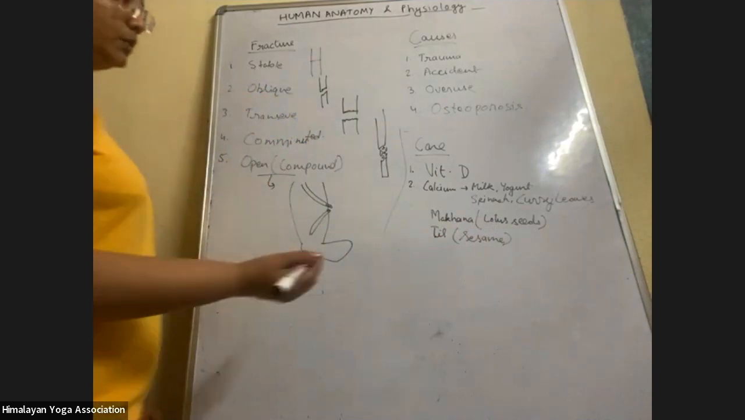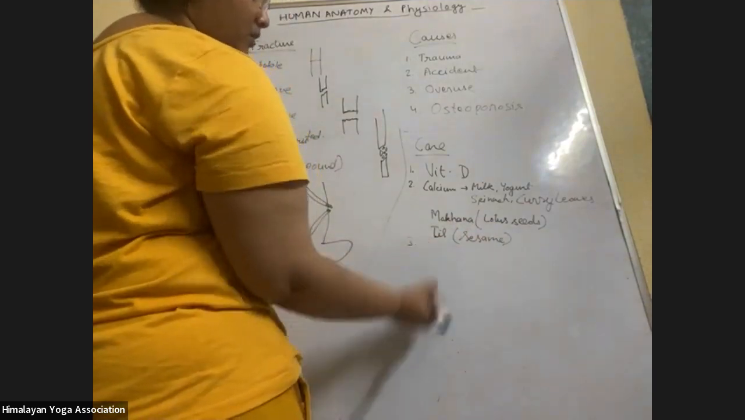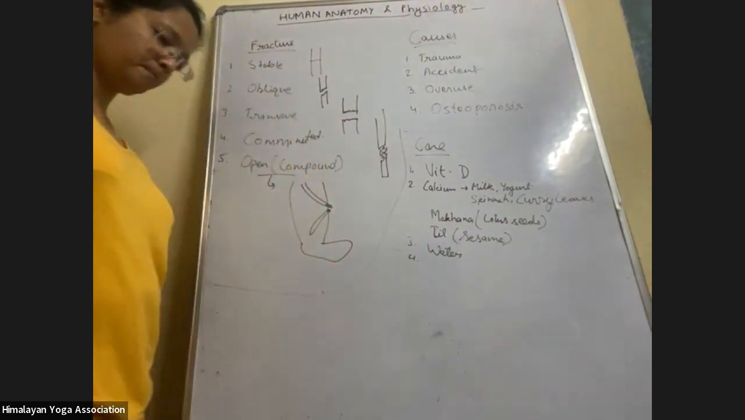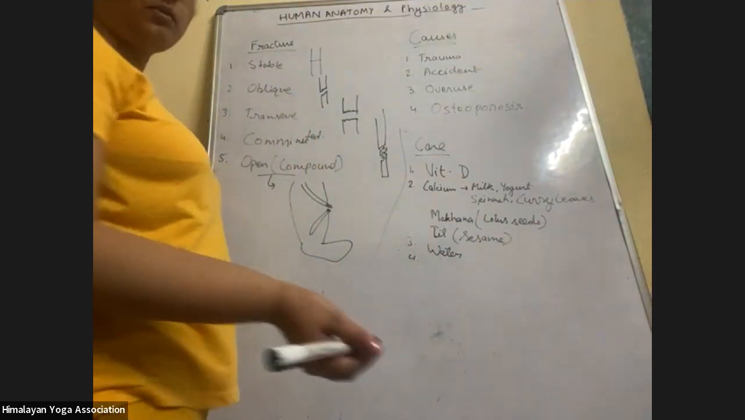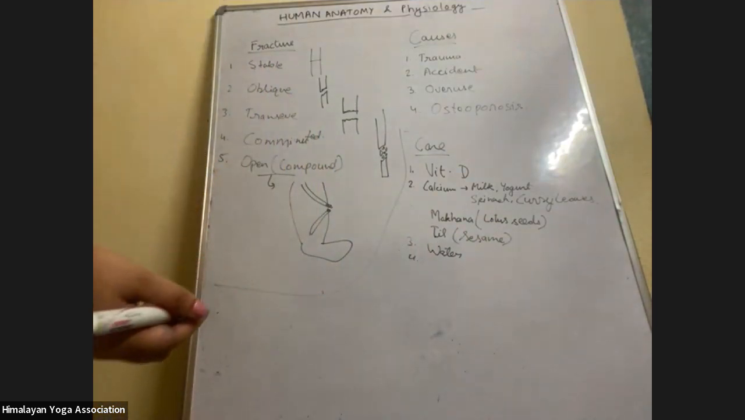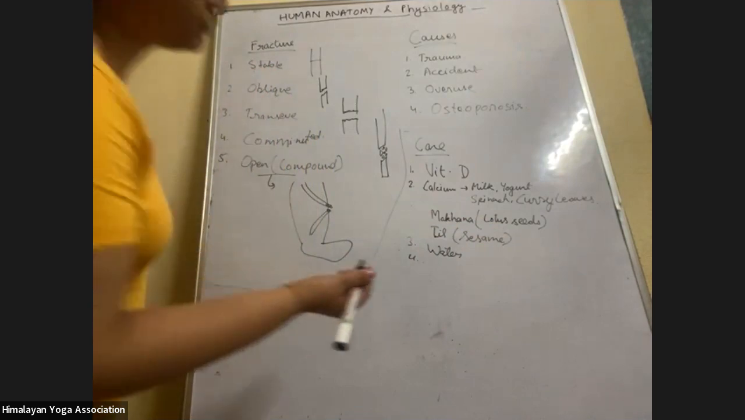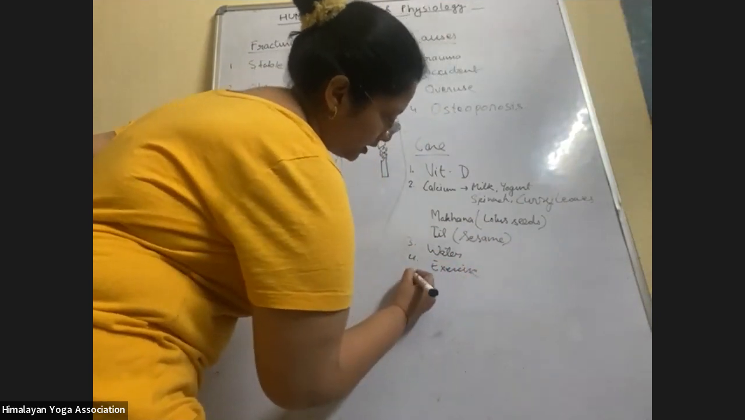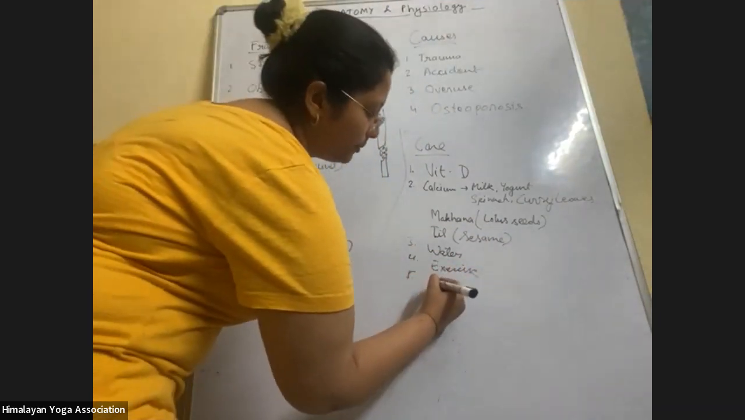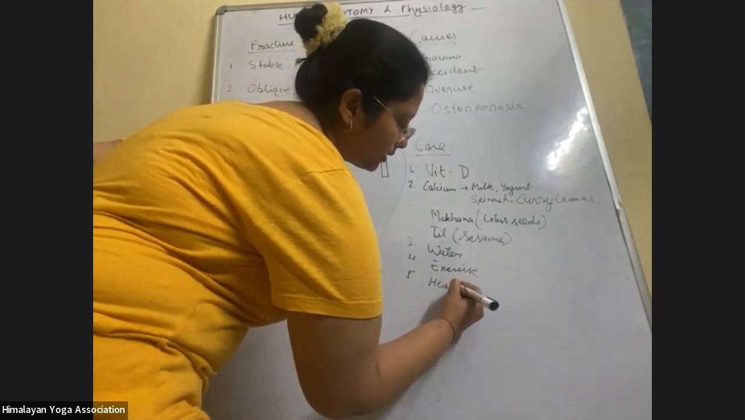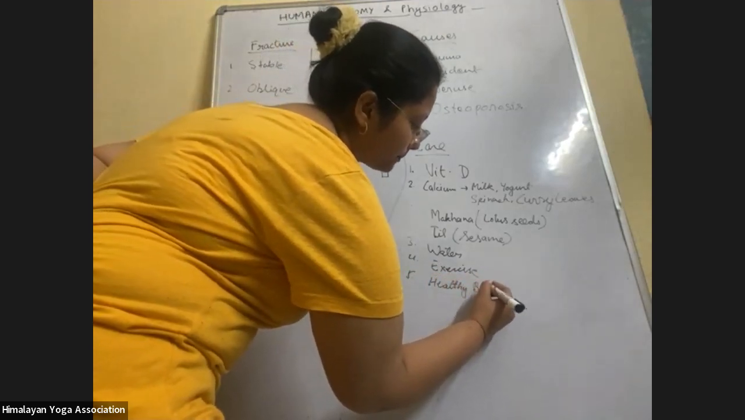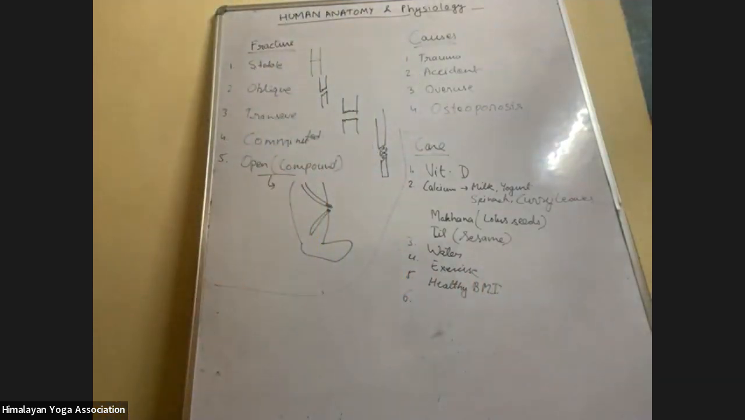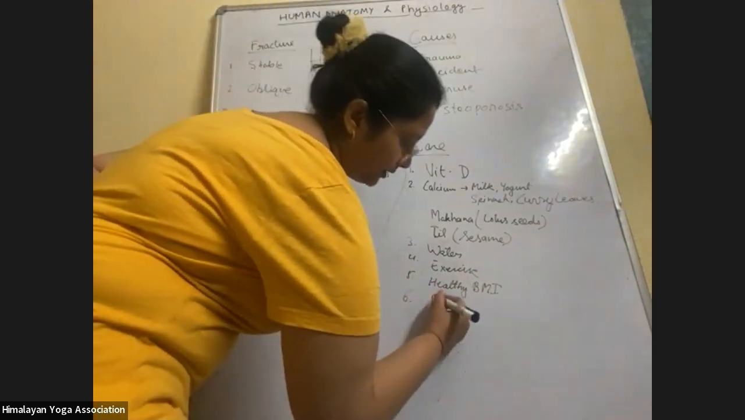Okay, so what else can we do? Drink water. Then what else? Something very important for the skeletal system, for the bones. Stretch. Stretch exercise. Workout. Then maintain a healthy BMI. And during sports like skating, cycling, we wear protective gears.